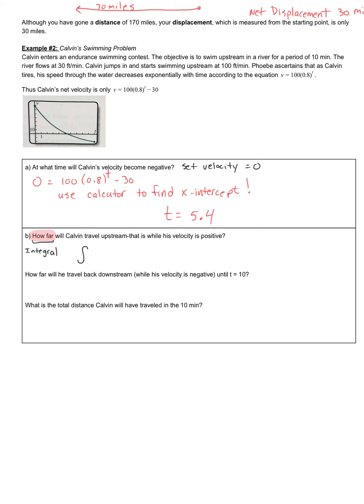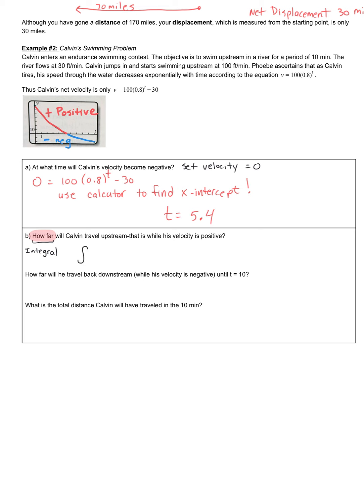So how far will Calvin travel upstream? Well, his velocity is positive right here. Positive is above the x-axis. So I'm going to highlight this up here. Right here, if you're above the x-axis, that is positive. And then if you are below the x-axis, that is negative.